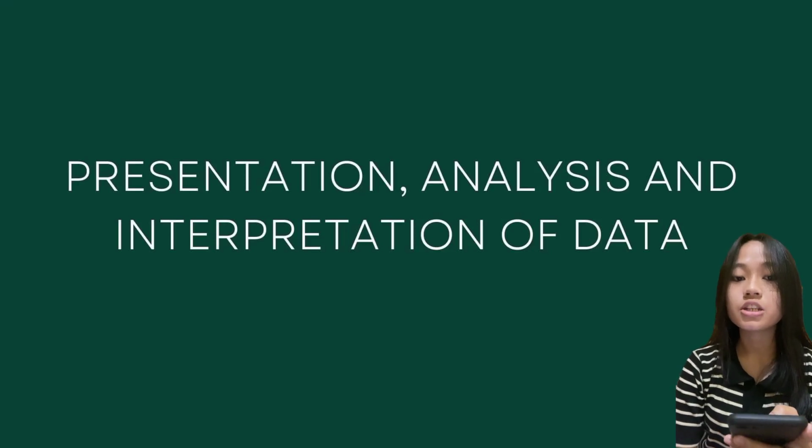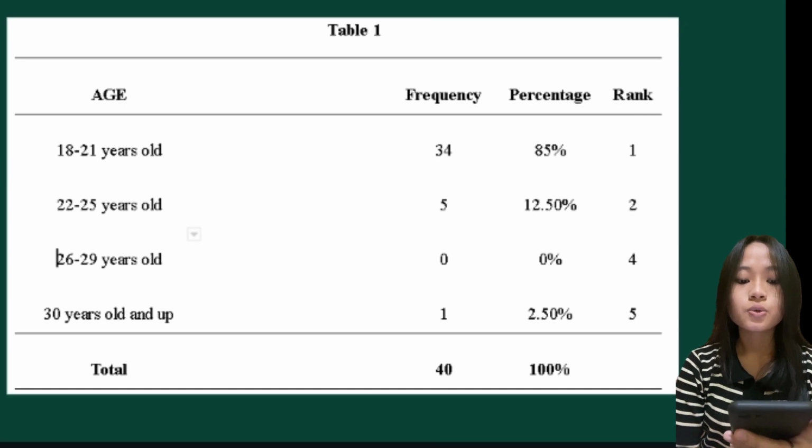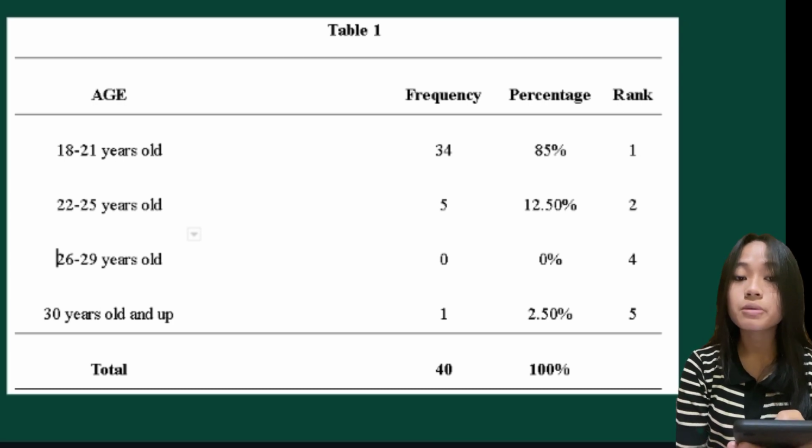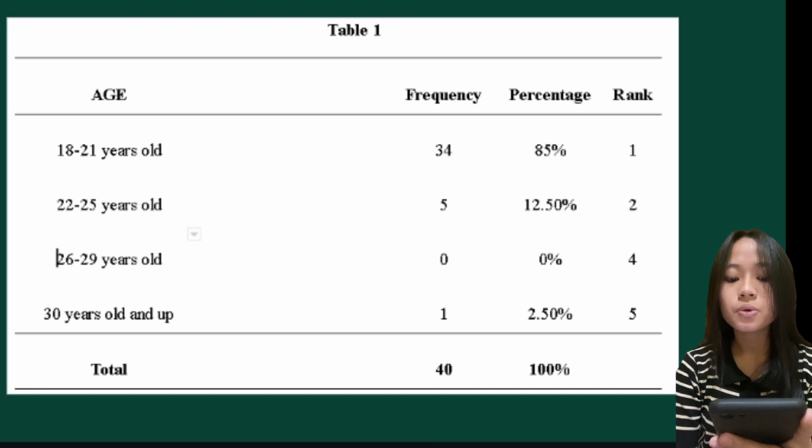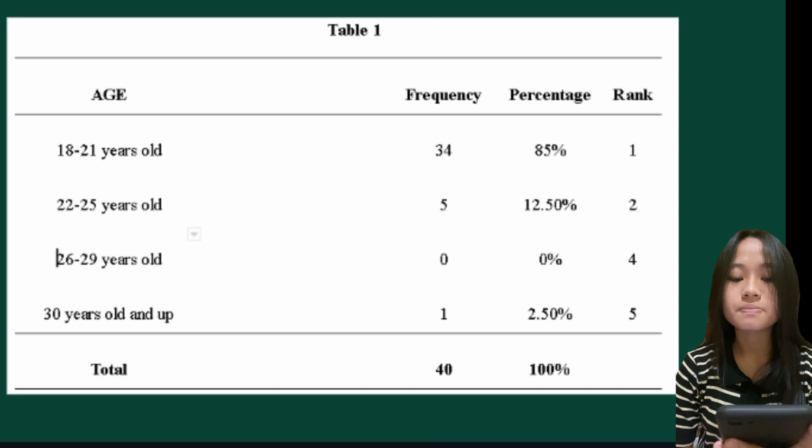Chapter 4, Presentation, Analysis, and Interpretation of Data. So table number 1 shows the frequency and percentage distribution of the respondents in terms of age. It was shown that 18 to 21 years old get rank 1 with a percentage of 85%, followed by 22 to 25 years old, rank 2 with a percentage of 12.5%, and 30 years old and above get rank 3 with a percentage of 2.5%.